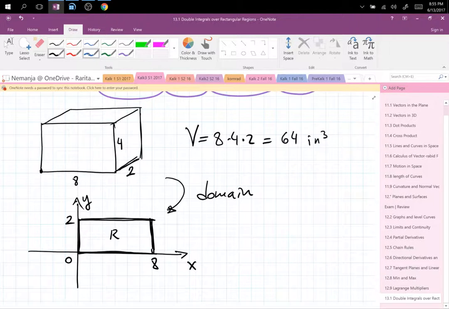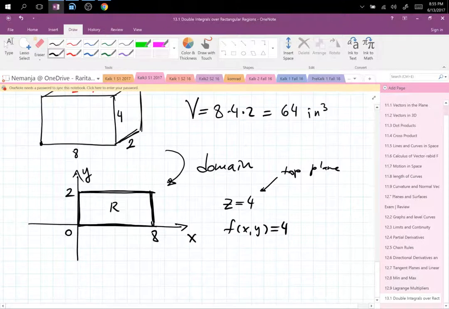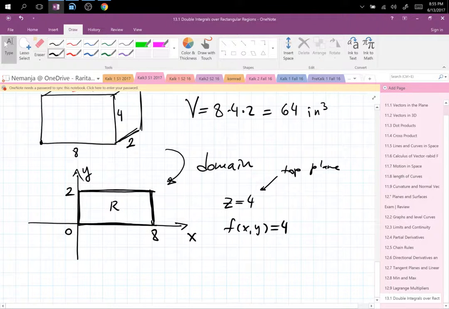The top of the box is z equals 4. It's the horizontal plane, z equals 4. So z equals 4, I'll just say top plane, is also understood as f of x y is 4, because we know z is f of x y. You have all of the ingredients to explain to this kid why.